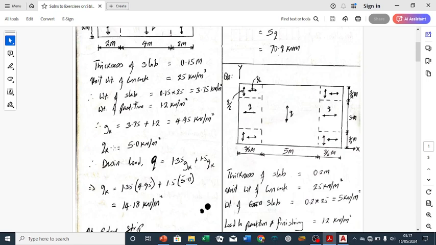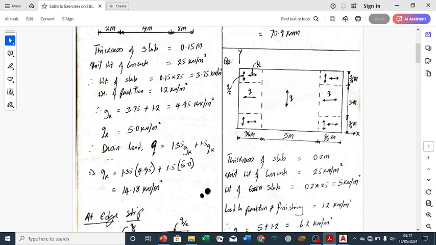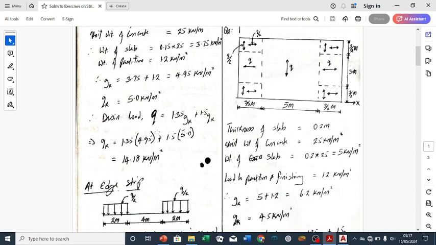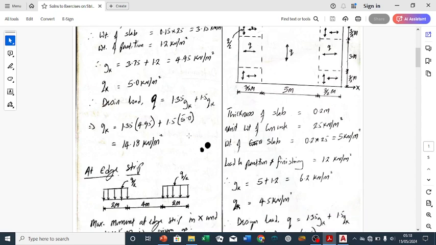We were also given that our characteristic variable action, Qk, is 5.0. So we can go ahead and calculate our design load. Design load Q is 1.35 Gk plus 1.5 Qk. The 1.35 is the factor of safety for permanent action, and 1.5 is the factor of safety for variable action. So when we put all this into this equation, we calculated our Q to be 14.18. So our Q is 14.18.